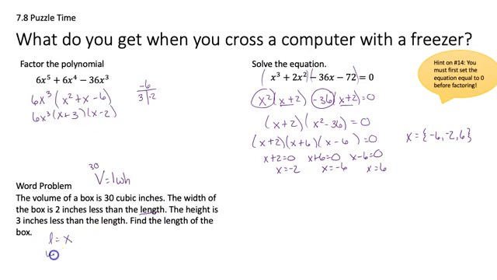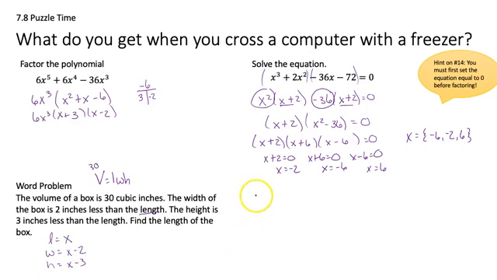Now let's go back and compare. If I talk about the width of the box is 2 inches less than the length, wouldn't that be x minus 2? 2 inches less? Now the height is also being compared to the length. The height is 3 inches less. Okay, so x minus 3 is my height. It's the length, subtract 3. It's 3 inches less. Now find the length of the box.